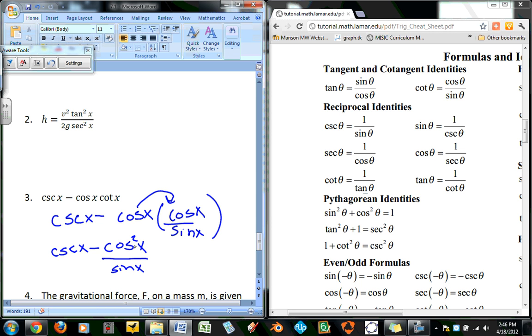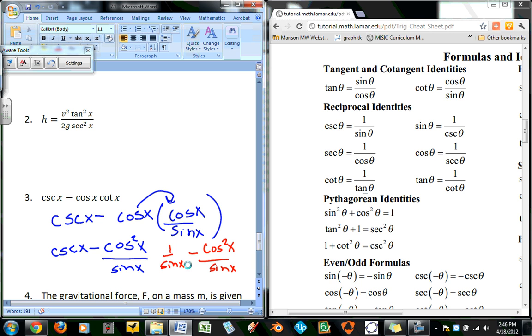Let's try to get rid of, well, actually, you know what? This cosecant, if you think about it, its reciprocal is sine, right? This has a denominator sine, so let's try to make this with a denominator sine. So we're going to change cosecant into 1 over sine minus cosine squared x all over sine.